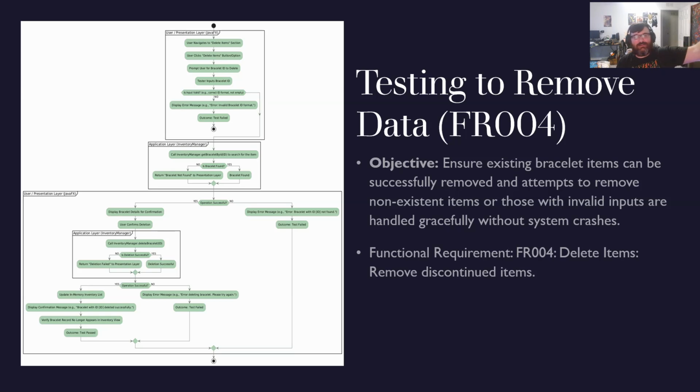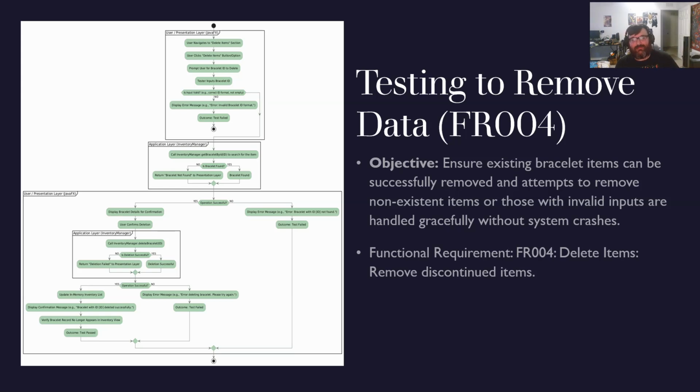So if the user does pull it up properly, they can confirm the deletion. From there, the inventory manager runs the delete bracelet function, and it validates whether it was successful. If yes, it continues forward. If not, it returns the deletion failed to the presentation layer.